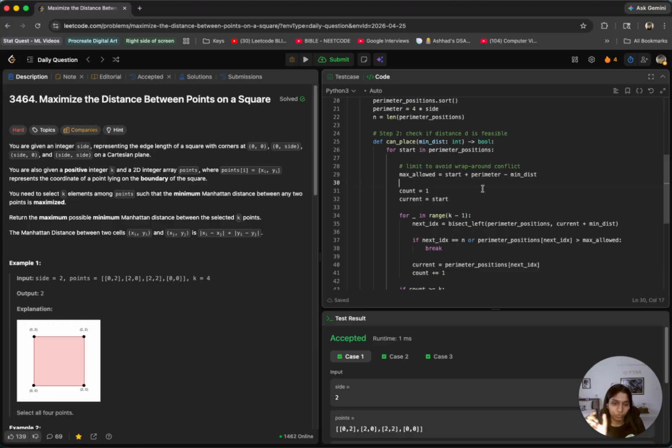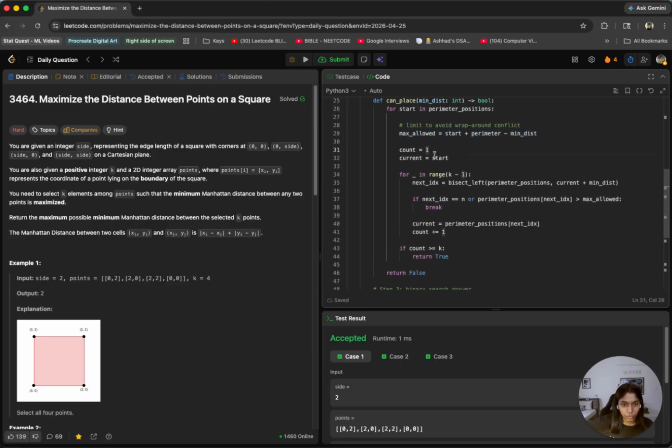So what's happening here is, for every start position, because it's in a circular nature, anything might be the start position. And from that start position, we want to take k points. So we're going to start from every start position in perimeter positions. And like I mentioned, the maximum allowed position of the last point, we're going to keep that handy. And then we're going to keep a count and a current. So current is the start position. And after we select the start position, we want to look for k minus 1 further points, okay? And let me just explain this here.